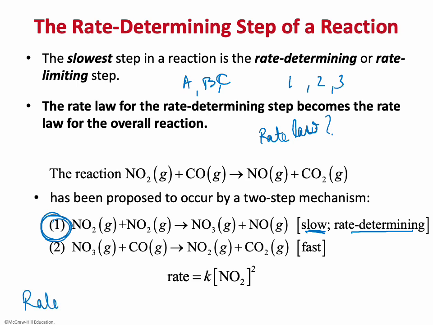Now I can say rate is equal to k times reactant 1, which is NO2. Reactant 2 is also NO2, so that's 2 NO2, which means NO2 will get squared. This is the rate law for this overall equation. It only depends on one of these steps, which is the step that is the slowest out of all.